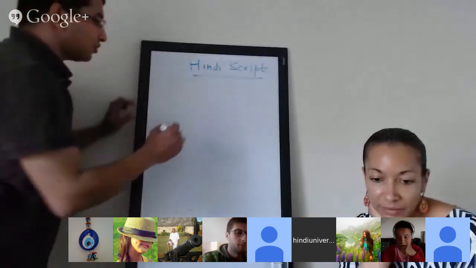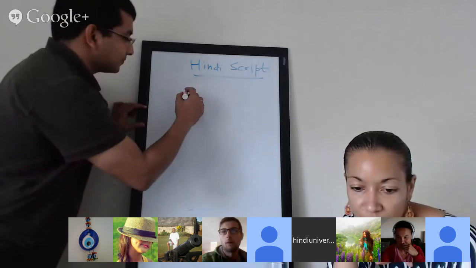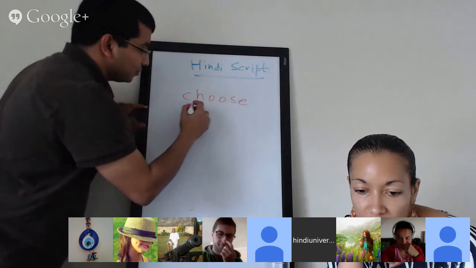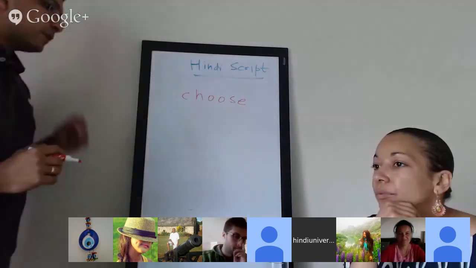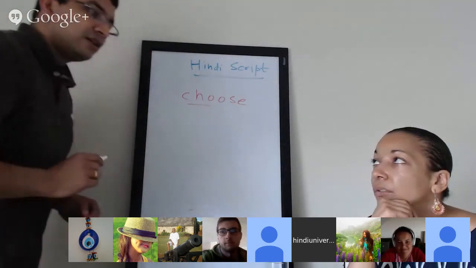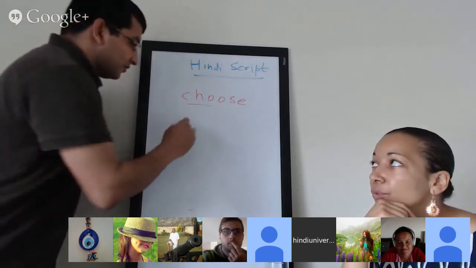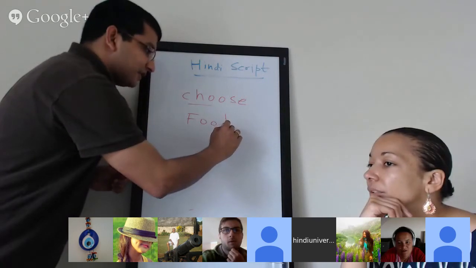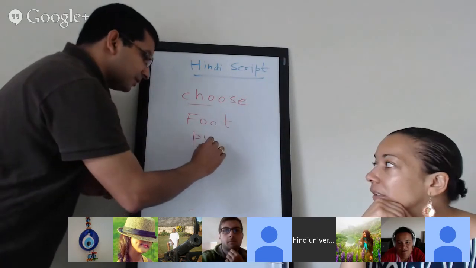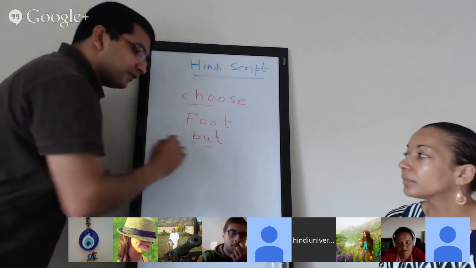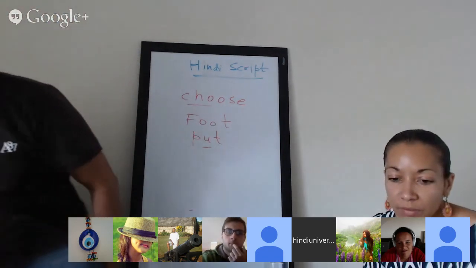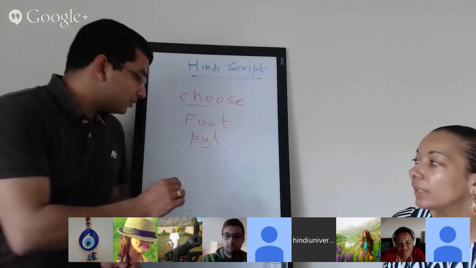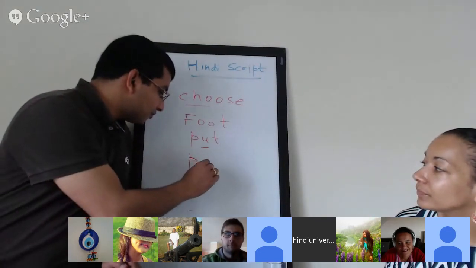As of now, just focus on the sound. We have choose. Where do you see O in it? Choose, chew. Foot, we did foot. What other word do you see where it has O in it? So we have boot and pool. Pool and boot.